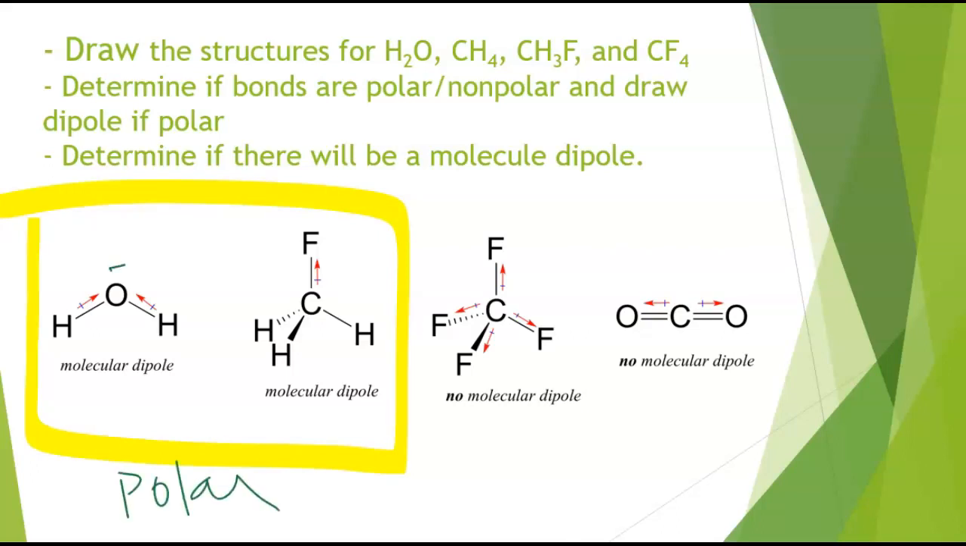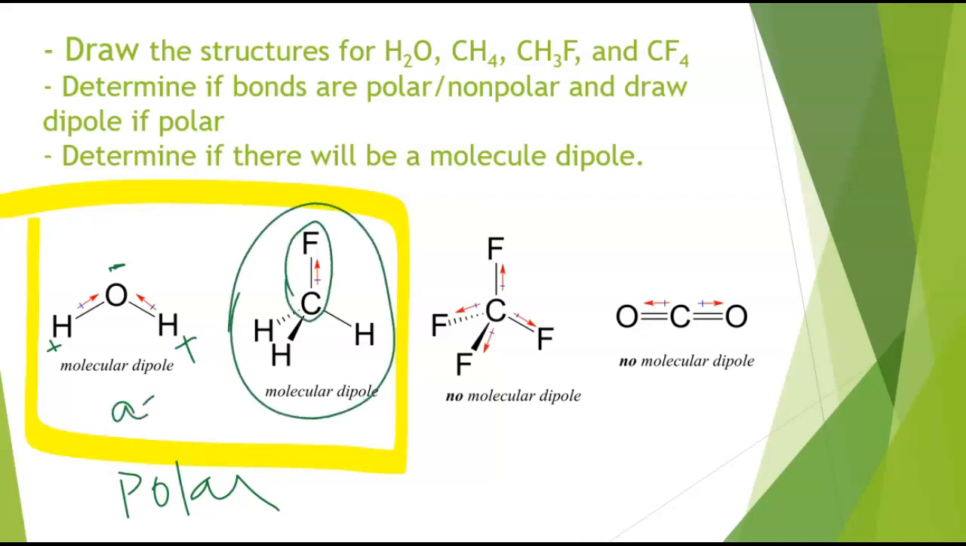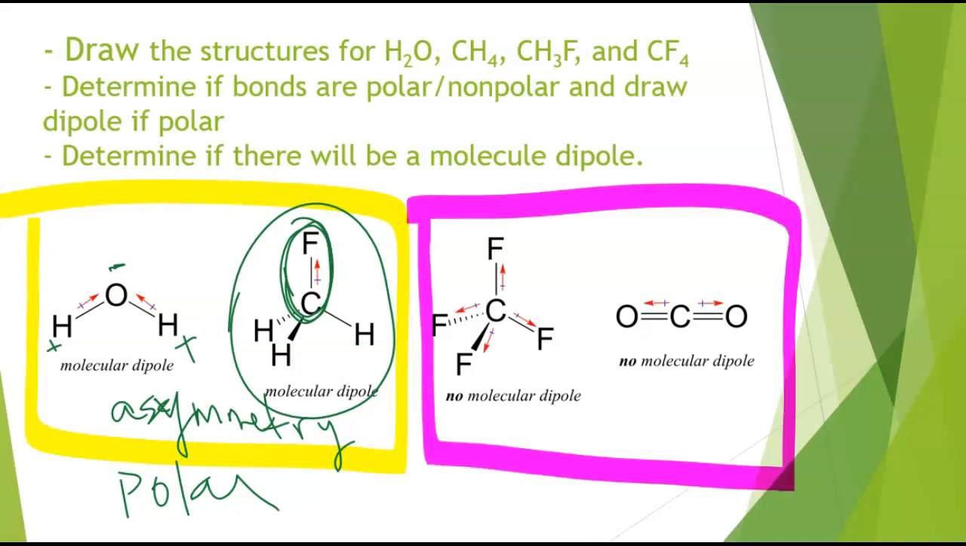In the case of water, oxygen is going to be negative or partially negative, hydrogens will be positive. And then the reason why this one here is polar is because both of these are asymmetrical. The asymmetrical part of the CH3F is going to be because of this bond that's going to be different between them. Okay, if we look at our next ones, these are going to be no molecular dipole.